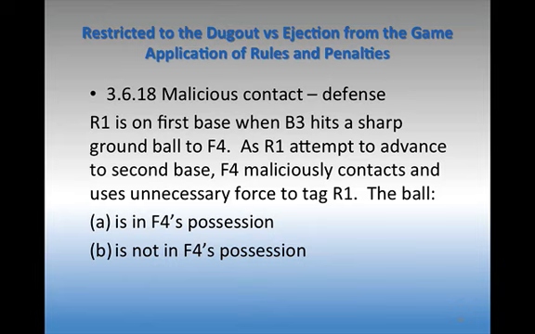In A, the runner's out, and then you eject F4 for malicious contact. Get her number. You'll need it again for the ejection report. In B, the runner's safe, but you still eject F4 for malicious contact. Get her number.